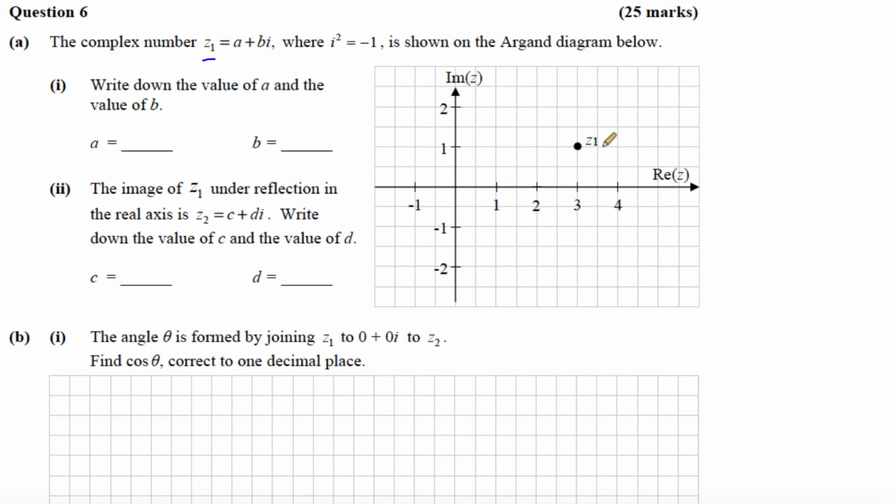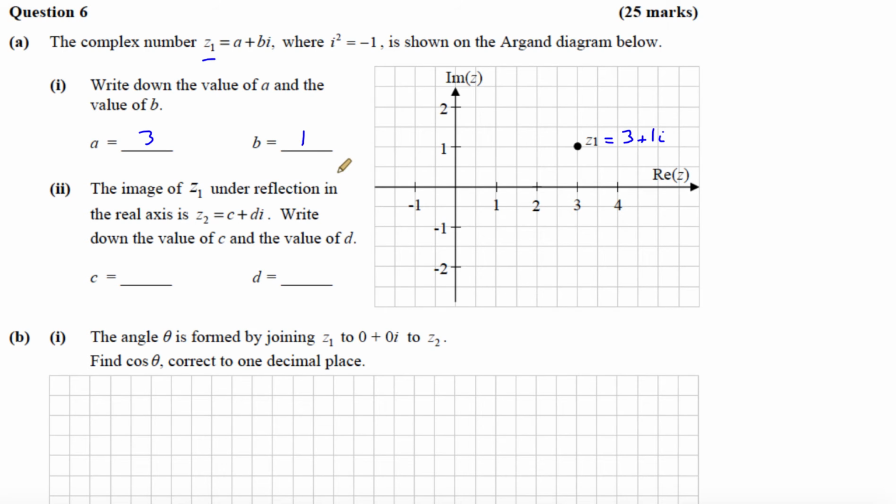So z1, the complex number here, is equal to, from the origin we go over 3 on the real axis plus 1 on the i-axis. So that's 3 plus 1i, that's the complex number z1. So the a part, the real part, is 3, and the b part is 1.